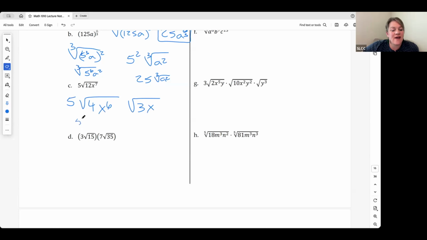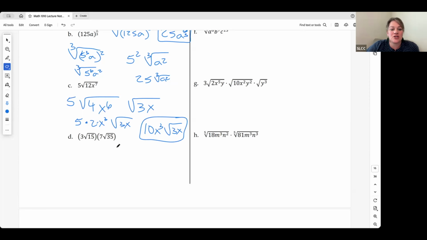I leave this 5 out, and then I'm going to multiply by the square root of 4, which is 2. Remember the exponents you divide, so 6 divided by 2 is 3, so times x to the 3rd. And then I still have the square root of 3x. So when I clean that all up, I get 10x cubed times the square root of 3x. Great job, you guys. Let's do D.